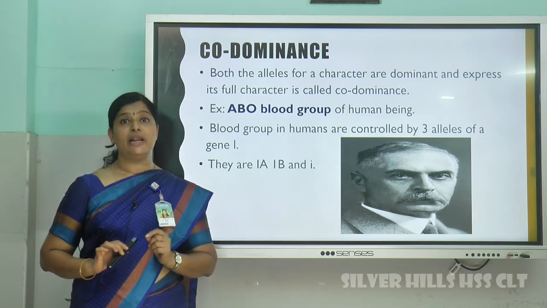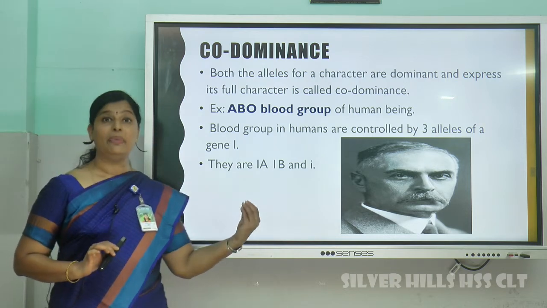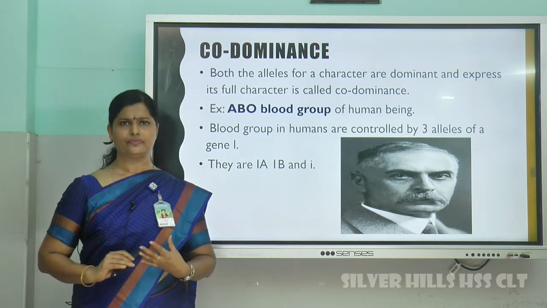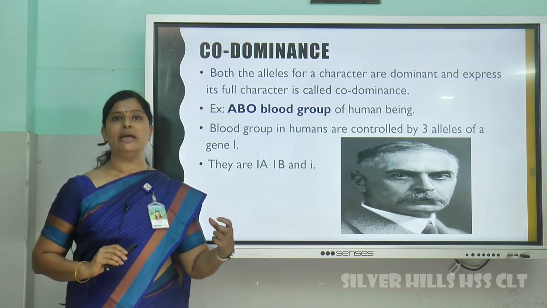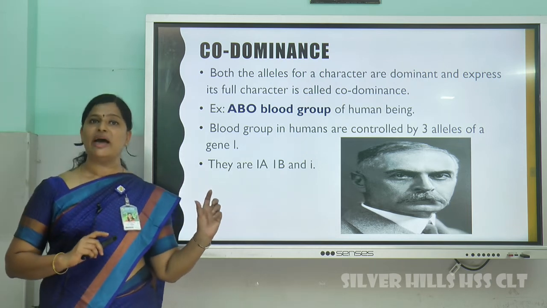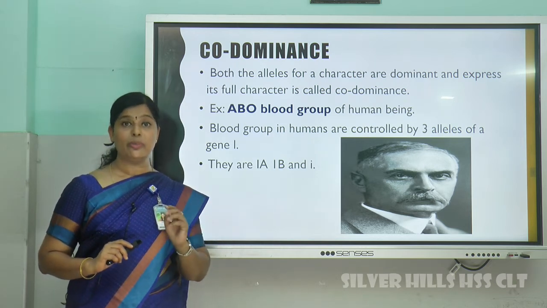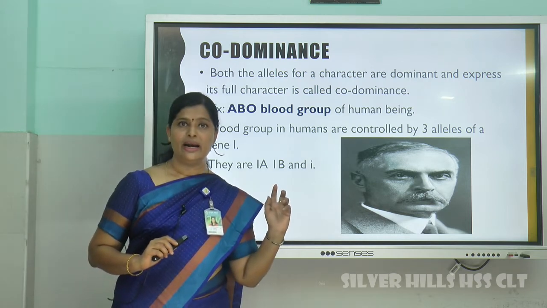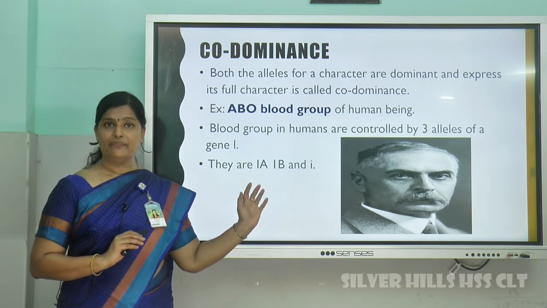Blood coagulation can even cause the death of that person. For example, if a person has A blood group and is given B blood group, antibodies will be produced in his body, and that may cause the death of that person. So blood group analysis is very, very important. That is why we should know our blood groups. Blood grouping is very important in this way.